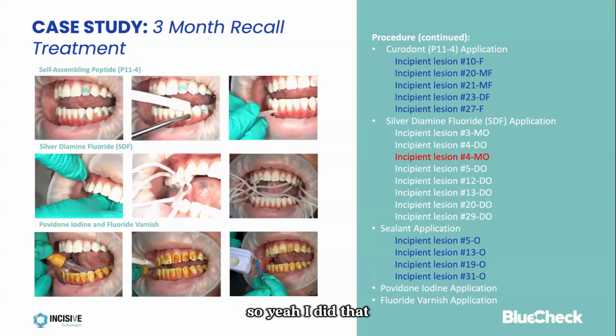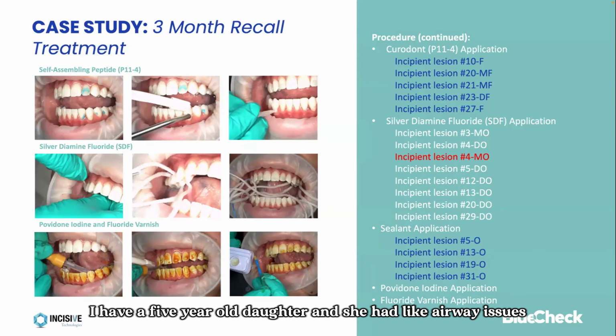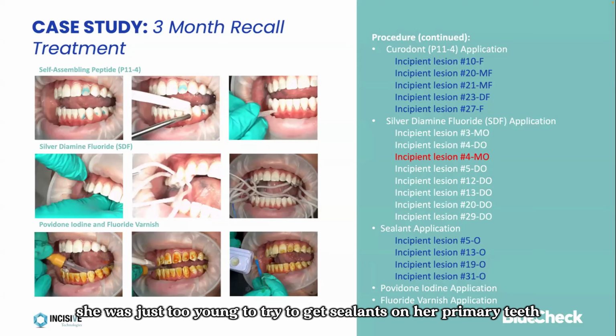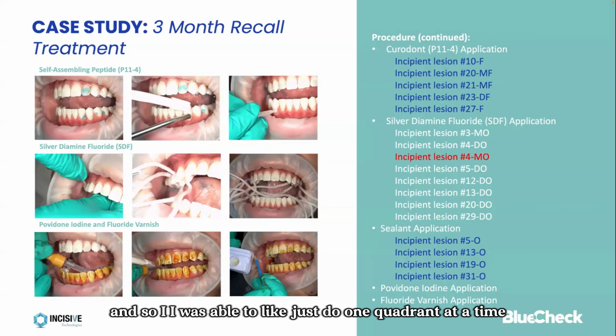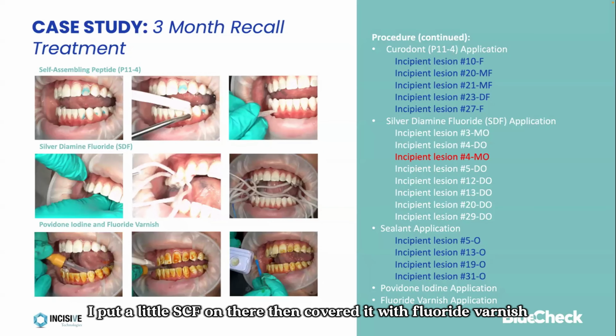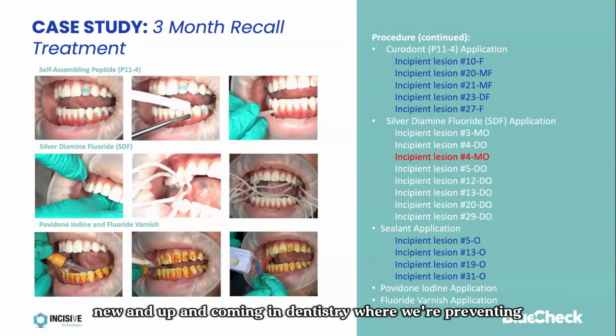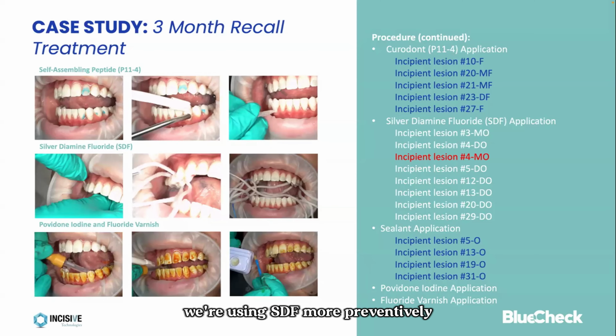So yeah, I did that. I have a 5-year-old daughter and she had airway issues and she was high caries risk and she was just too young to get sealants on her primary teeth. So I was able to do one quadrant at a time. I put a little SDF on there, then covered it with fluoride varnish. And so far she's been pretty good. So preventively, this is something interesting, new and up and coming in dentistry where we're using SDF more preventively.